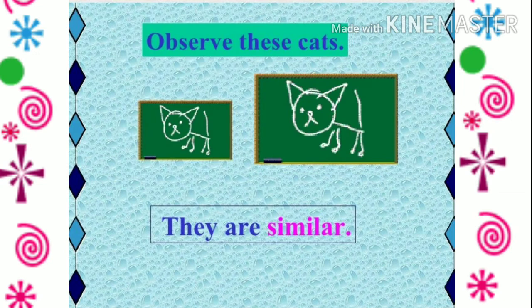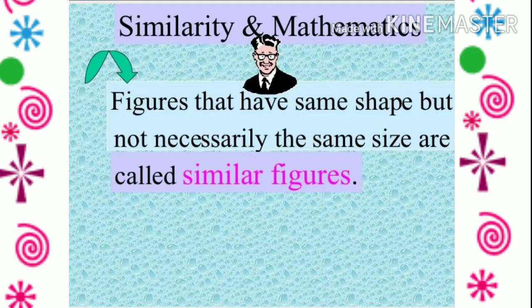Observe these cats. They are similar. They have the same shape but not the same size, but they are similar. So now we are entering into the topic of similarity in mathematics. Any figures, quadrilateral, pentagon, triangle, any figures that have the same shape but not necessarily the same size are called similar figures.